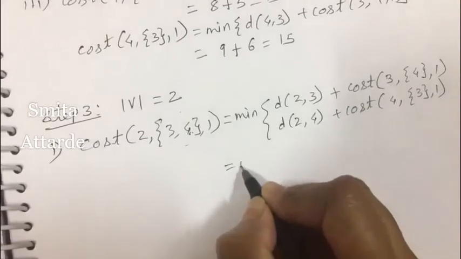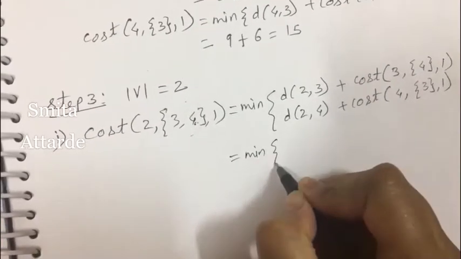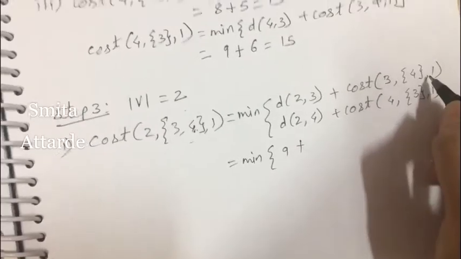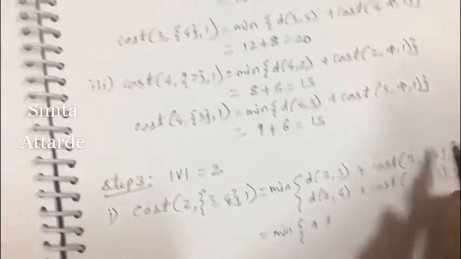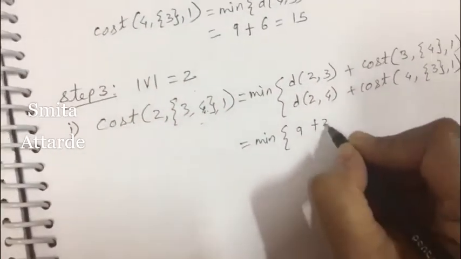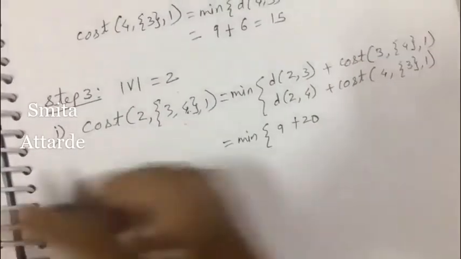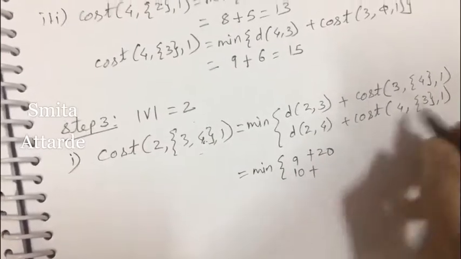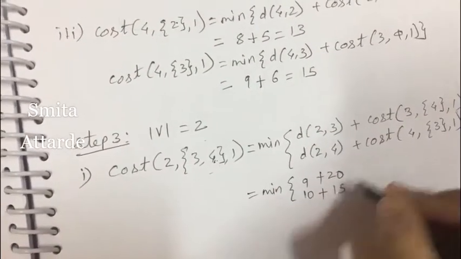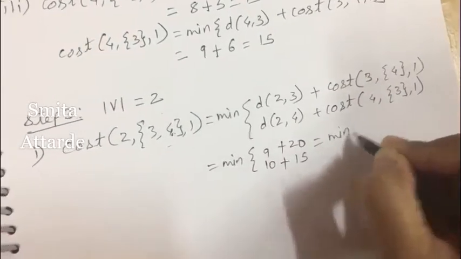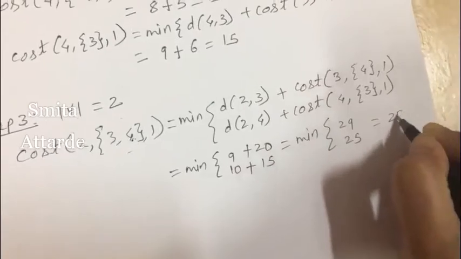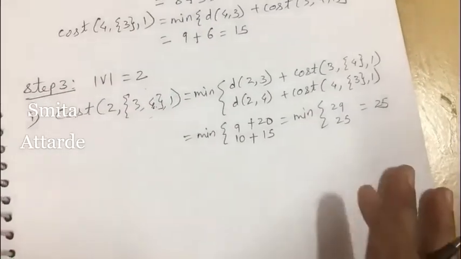So we get here min. Now this is 9, and this we have calculated in the previous step, 3 4 1. So here 3 4 1 we have calculated as 20. Distance of 2 4 is 10 plus this we have calculated, 4 3 1 as 15. So we get here min of 29, 25. So we get here value 25.